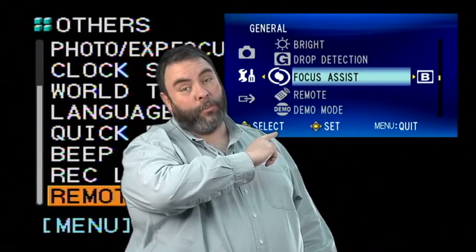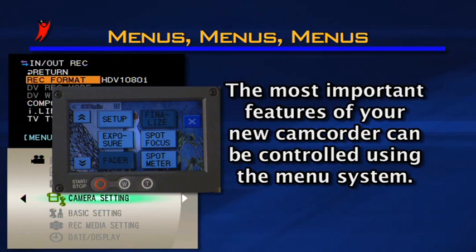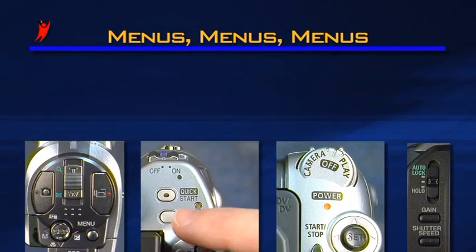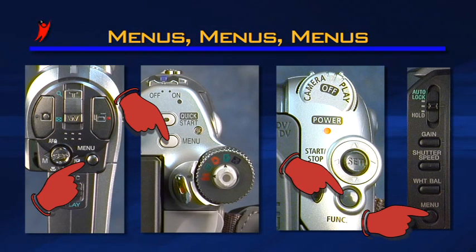Welcome to Chapter 2. It's all about menus, menus, menus. The most important features of your new camcorder can be controlled using the menu system. As we told you in the first chapter, you'll find the menu button on your camcorder, and chances are it looks like one of these displayed on the screen.